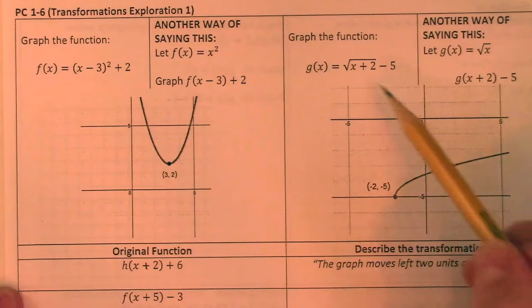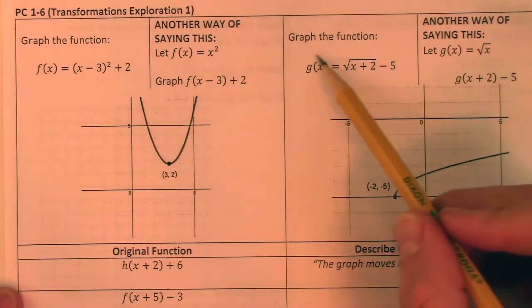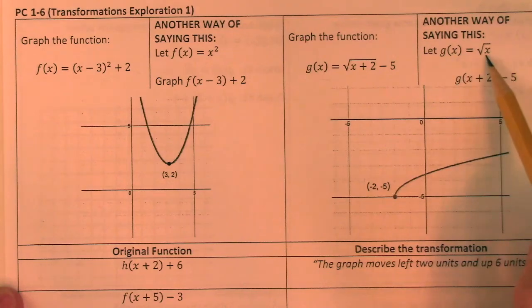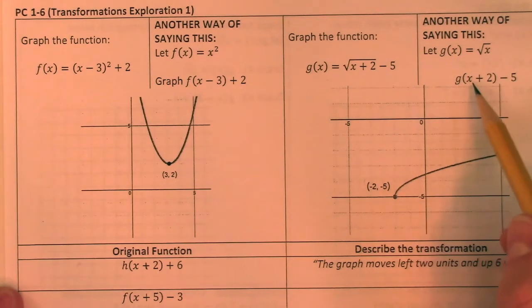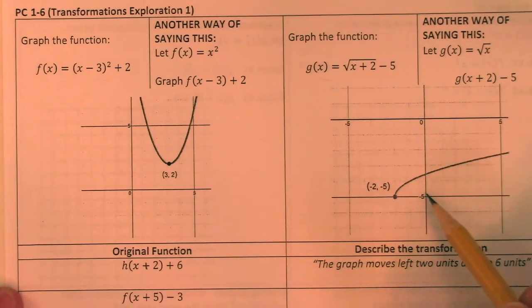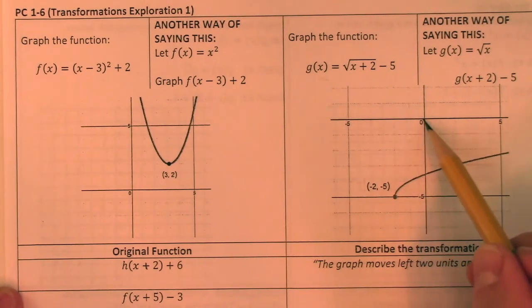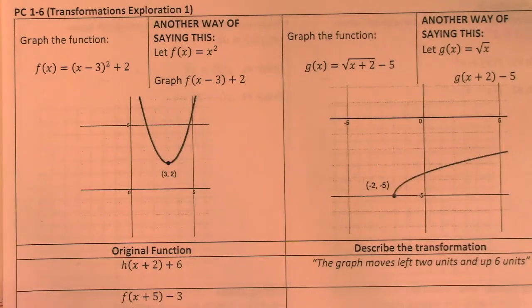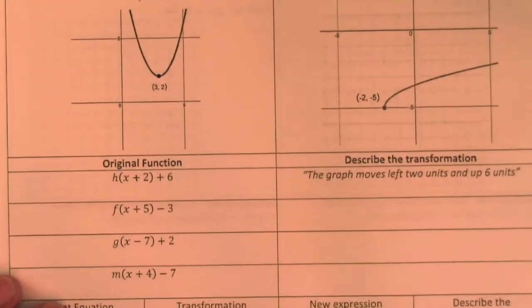Same idea over here. Here we've got the square root function. I could just give you this to start with, or I could define what g of x is here and then say graph g of (x plus 2) minus 5. It still means a shift left 2 and down 5. If this is the origin, left 2, down 5, that's where that little locator point is for the square root graph.